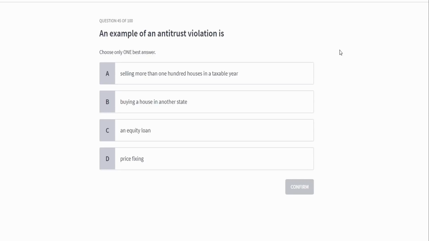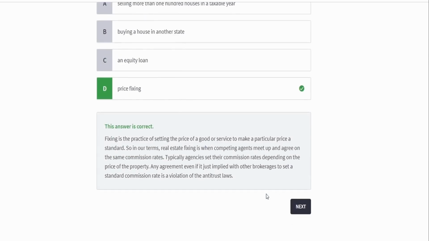Alrighty, so we already kind of actually talked about this earlier. If you guys have been paying attention, we talked about price fixing. Remember that? We gave some examples, and that is our correct answer for this one. Price fixing is the practice of setting the price of a good or service to make a particular price a standard. In our terms, price fixing is when competing agents meet up and agree on the same commission rates. Typically, agencies set their commission rates depending on the price of the property. Any agreement, even if it is just implied with another brokerage, to set a standard commission rate is a violation of the antitrust laws.